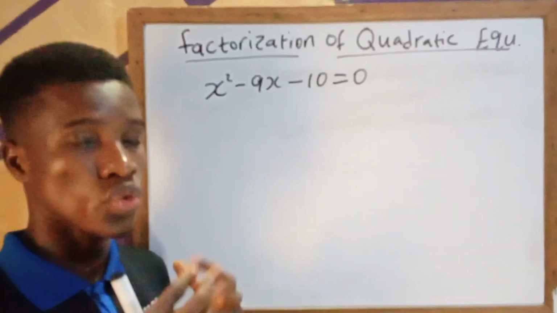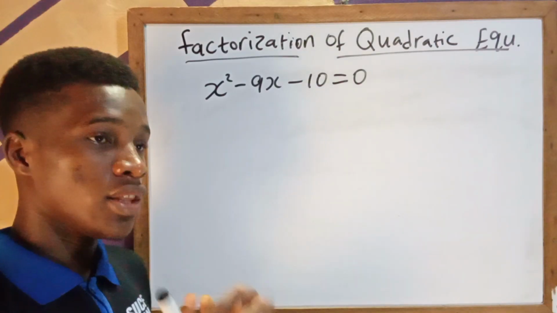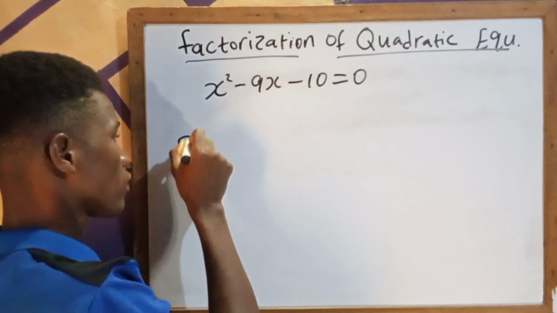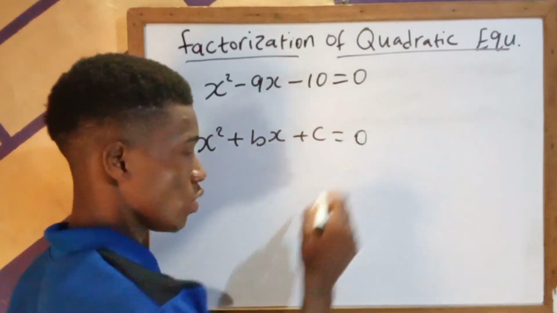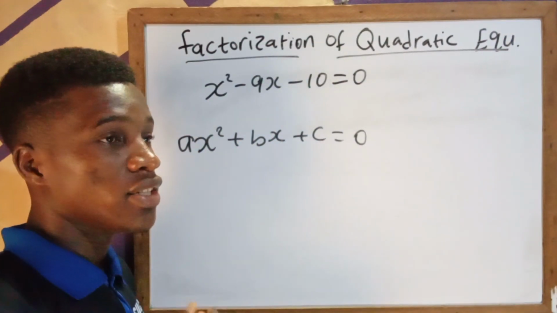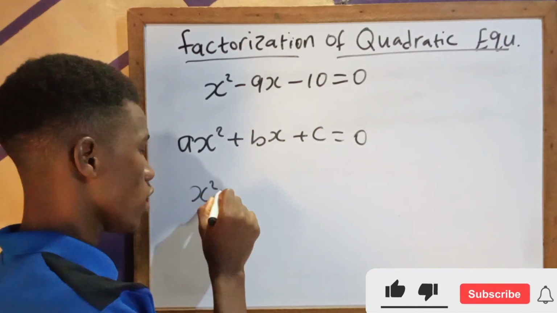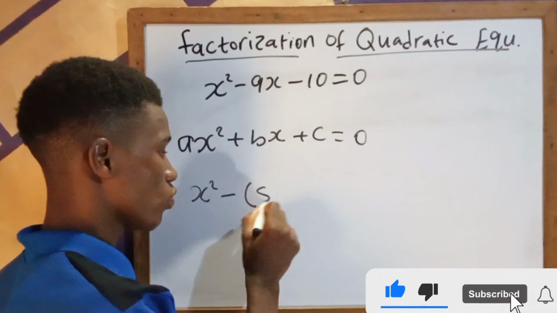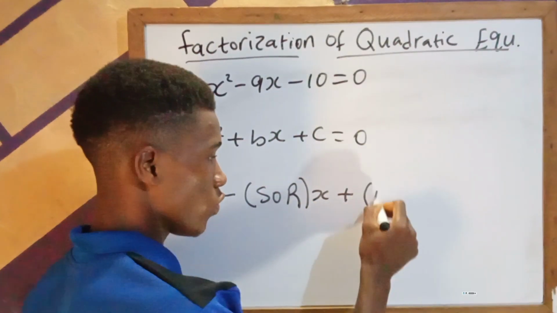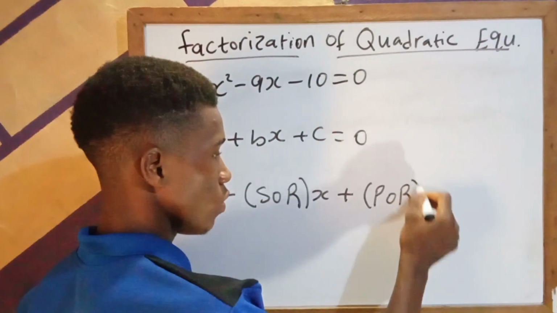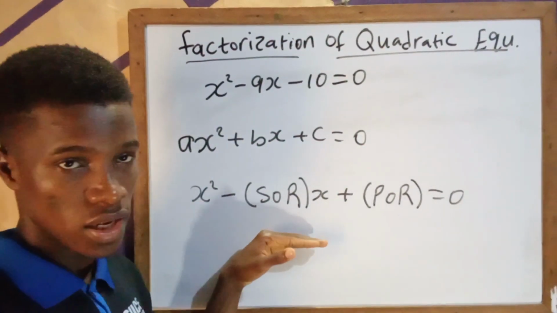Now, one thing that's very vital to note about a quadratic equation like ax squared plus bx plus c equals 0, which is the general form, is that there is a general meaning for a quadratic equation, which is x squared minus the sum of roots times x, plus the product of roots. I want you to note this very well. This is the general meaning of a quadratic equation.